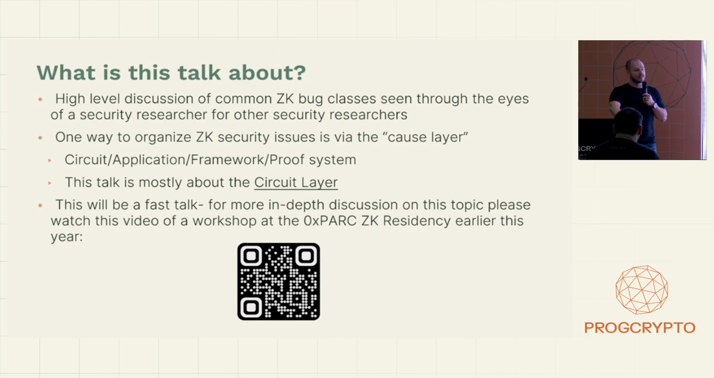There are a few ways to think about the cause layer for bugs in ZK. This is mostly going to be about the circuit layer, while there are also application, framework, and proof system bugs that we see. A talk about all of these would take hours and hours. If you want a more in-depth discussion, there's an hour-long workshop from the ZK residency where we focused on this stuff. Most of the material in this PowerPoint came from that.